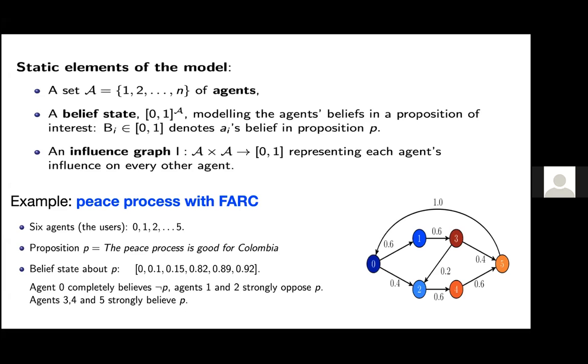And let's suppose we have these influences. For example, agent 5 has a strong influence over agent 0. The maximum influence is 1, the minimum is 0. And then, for example, 0 has an influence of 0.6 over 1 and 0.4 over 2. So this is basically the static model. You have an influence graph and the belief that every agent should hold about a given proposition.